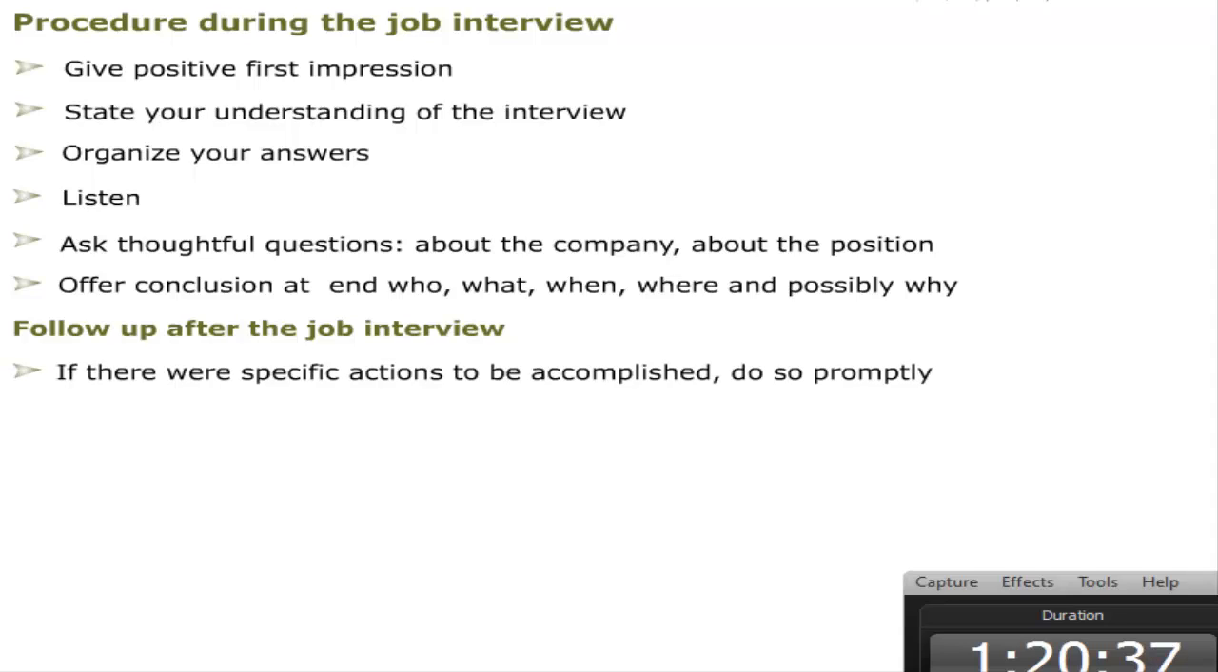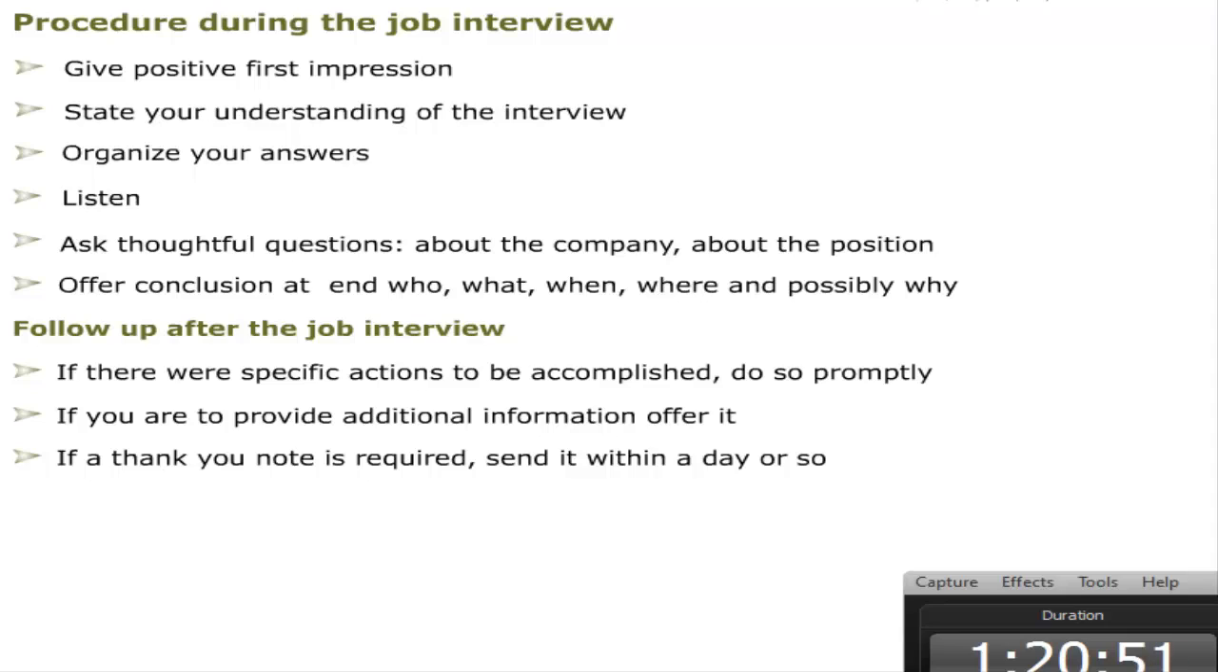If there were specific actions to be accomplished, do so promptly. If you are to provide additional information, offer it to the interviewer. If a thank you note is required, send it within a day or so.